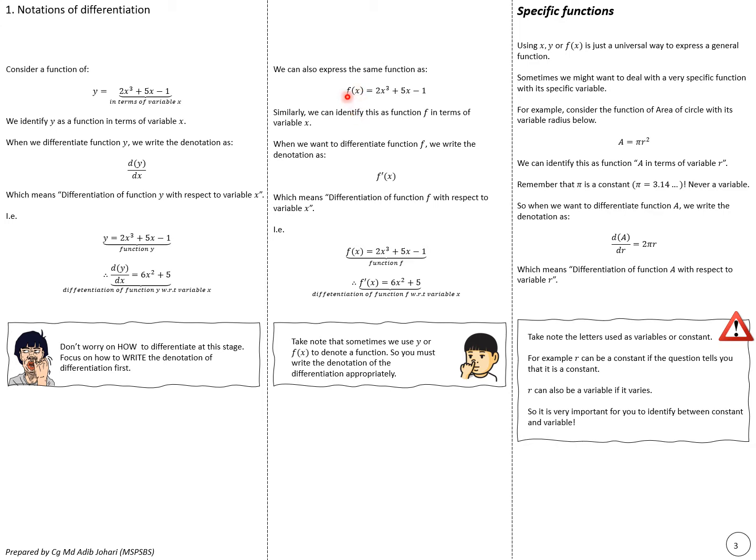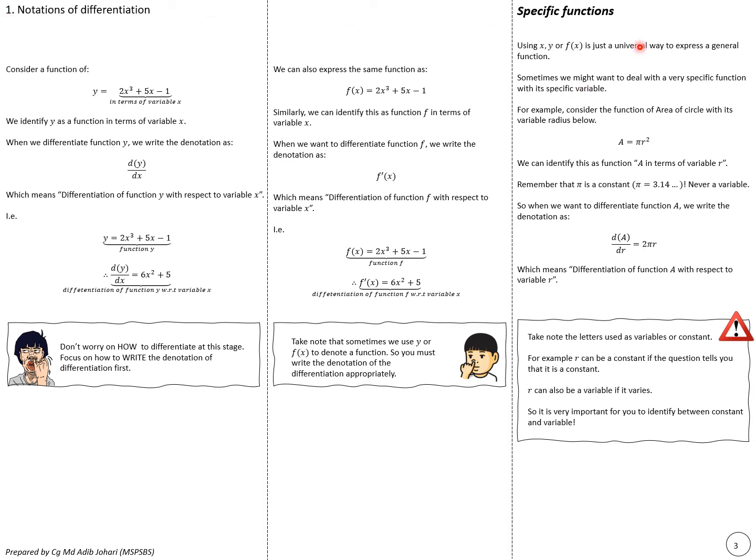So if you're going to use f(x) to express your function, and you want to differentiate it, you don't use dy over dx, you're going to use f dash x. So this is the meaning of the differentiation of function f with respect to x. Both of these are exactly the same. It's just different in the way of writing it. Some books might use y, some books might use f(x).